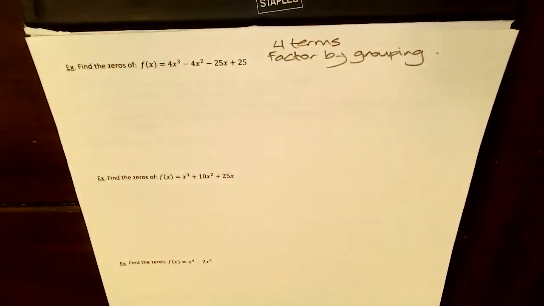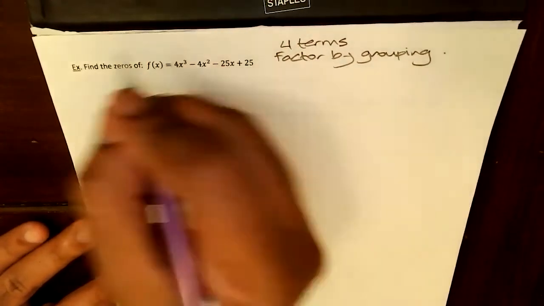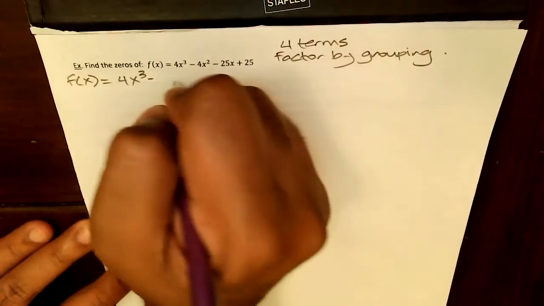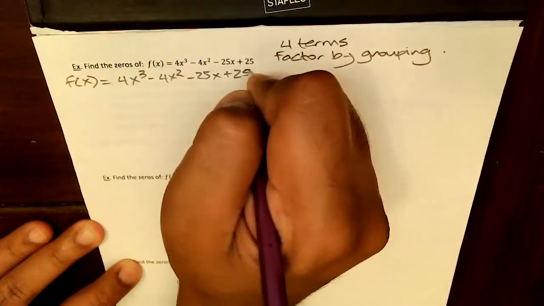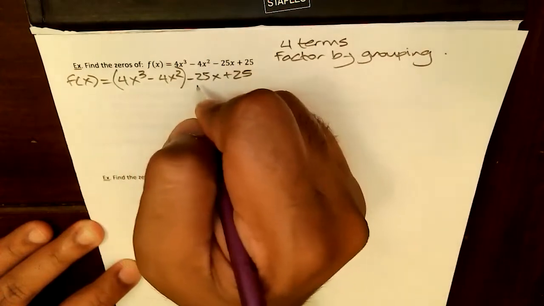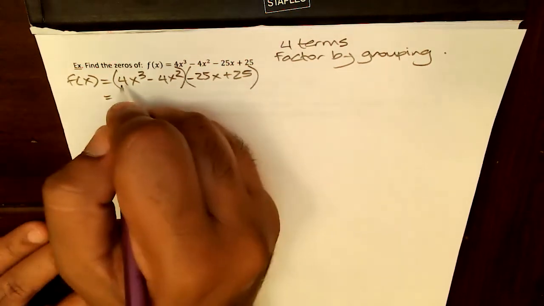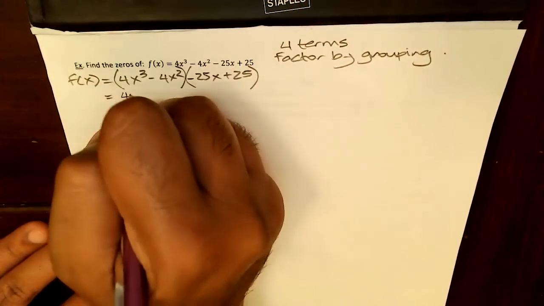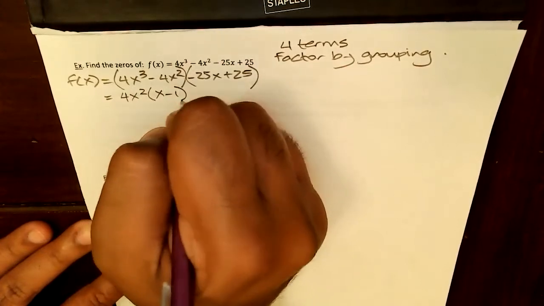So what we're going to do here is group our function in groups of 2. My function is 4x cubed minus 4x squared minus 25x plus 25. I'm going to group the first 2 terms together and the last 2 terms together. For the first 2 terms, I'm going to factor out what they have in common, which is a 4x squared. If I factor out a 4x squared, I'm left with x minus 1.